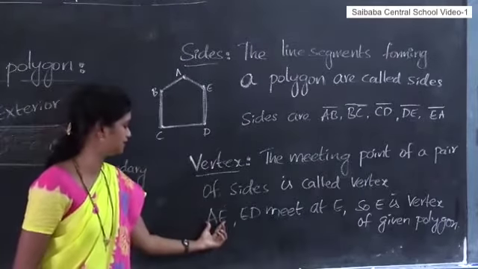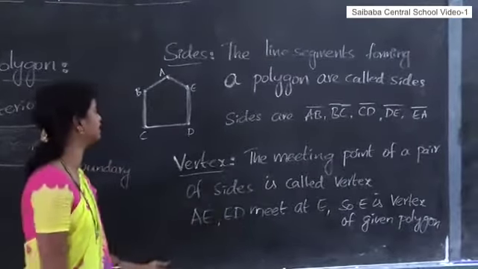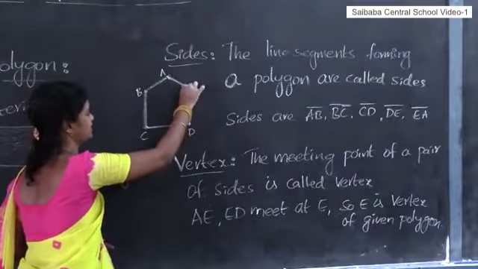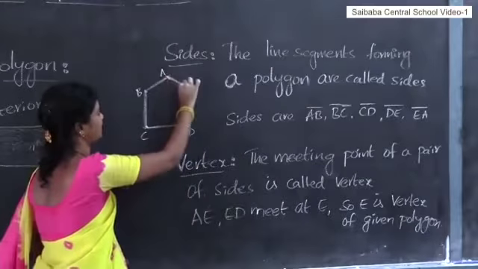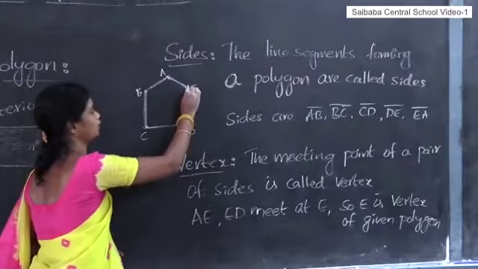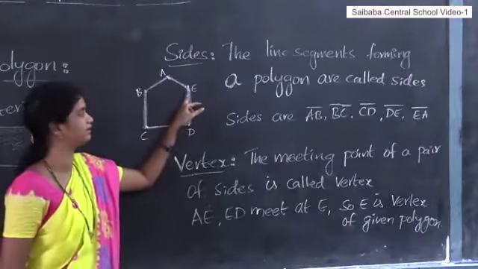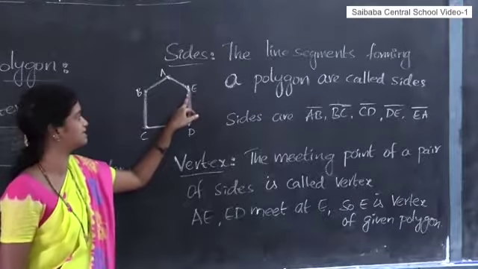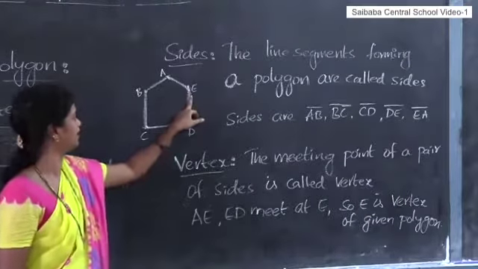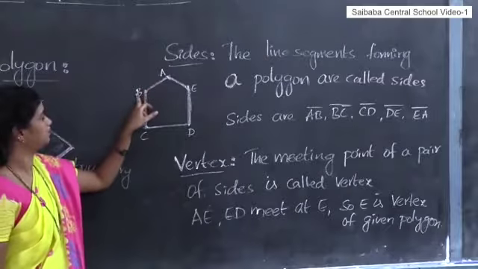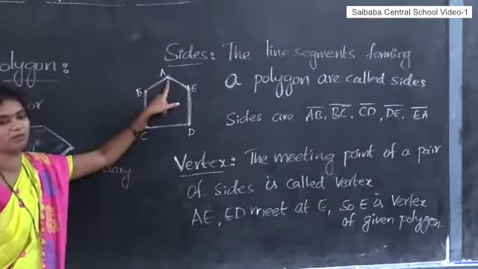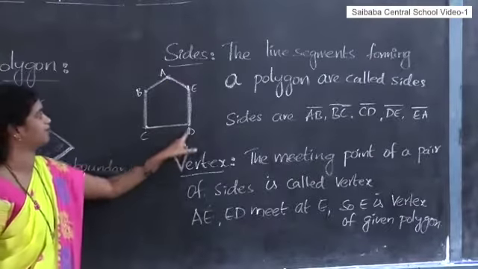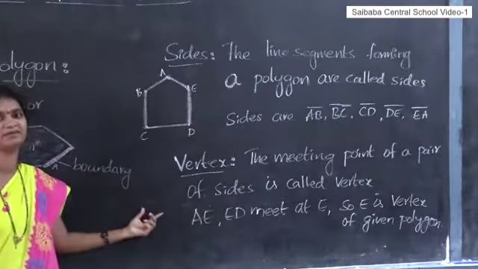If you observe AE, ED, they meet at E. So AE and DE both meet at the point E, and we call E a vertex. Like that, EA and BA meet at A, so A is one more vertex. Like that, these 5 are the vertices of the given figure.